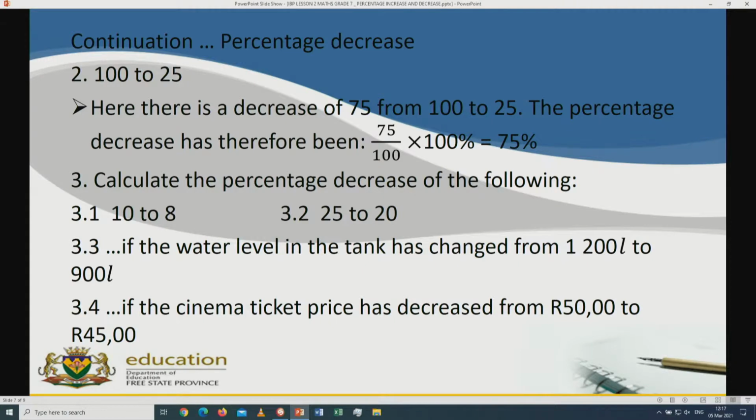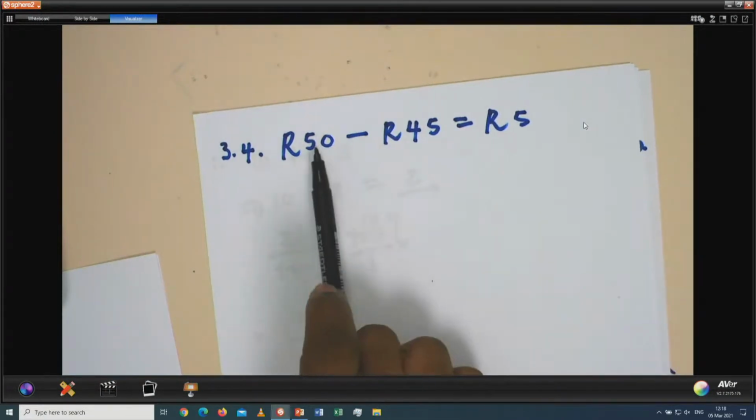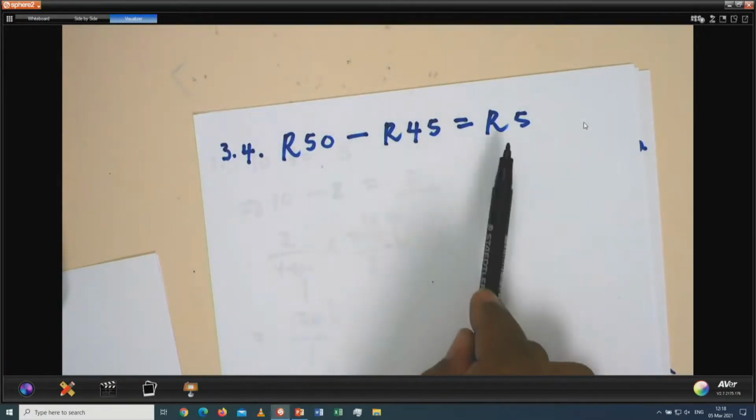And then now, the last question, 3.4, says: calculate the percentage decrease if the cinema ticket price has decreased from 50 Rand to 45 Rand. And therefore, what is it that we need to do? We need to first calculate the difference between 50 Rand and 45 Rand. And then, how do we do that? We would say 50 Rand, subtract the 45 Rand. And how much are we going to get? 5 Rand. Good. 50 Rand, subtract 45 Rand, it will be 5 Rand.